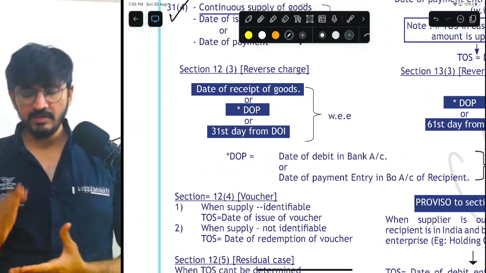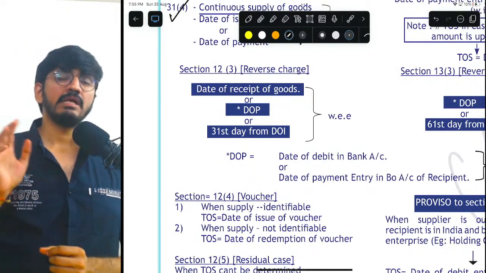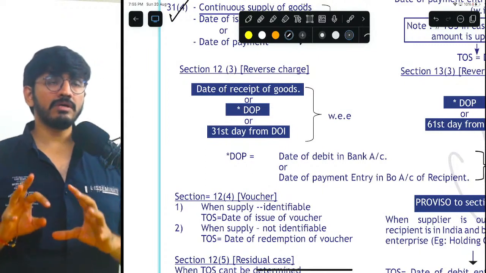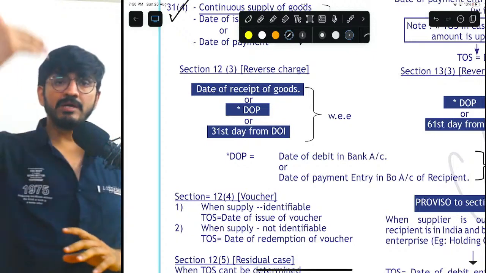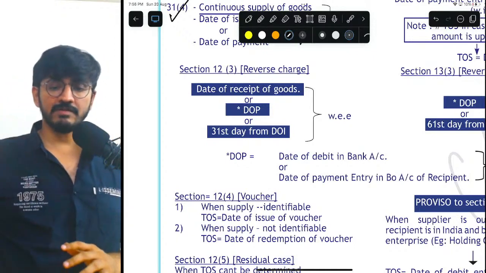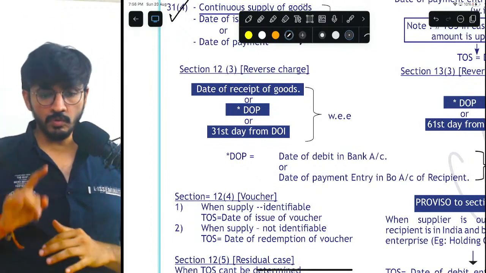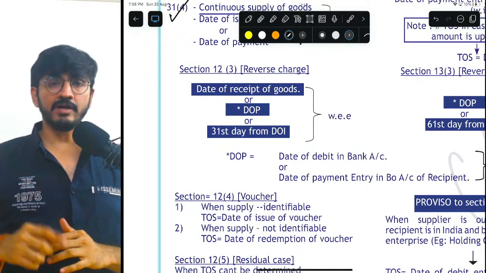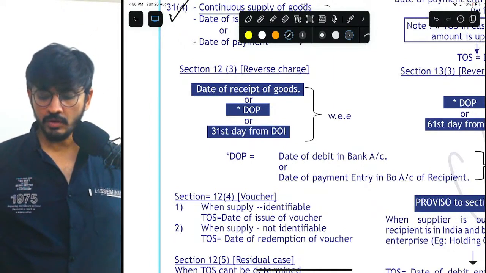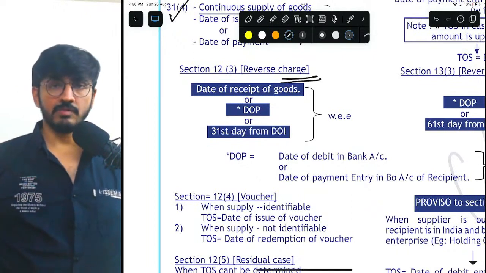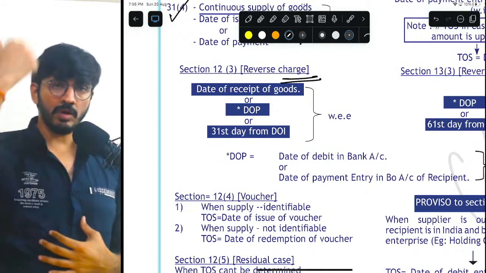When I talk about 12 subsection 3, we talk about reverse charge. And when I talk about reverse charge, understand, my dear friends, here we are talking about a case where recipient is going to pay tax. So you will observe the entire transaction from the end of recipient only. In case of reverse charge mechanism, there are three cases. If I am the recipient, you are the supplier.